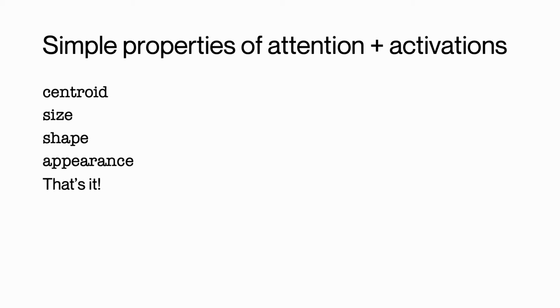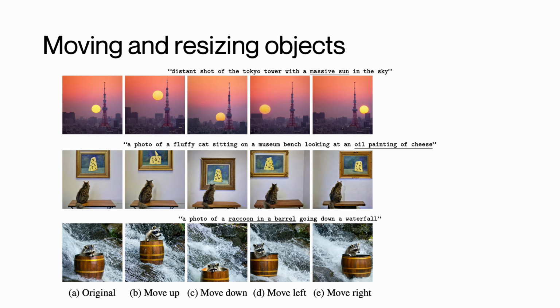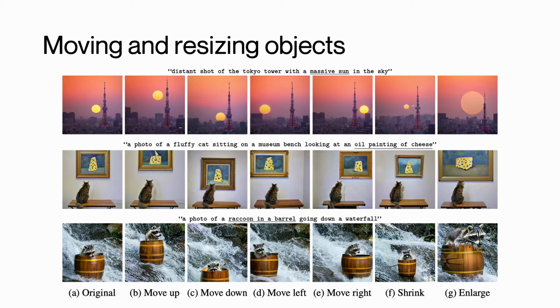We find that guiding 4 simple properties of the model internals, attention centroid, size, and shape, as well as feature appearance, gives us lots of control over image generation. We can compose these 4 properties to express many different kinds of image edits. For example, starting from generated images, we can move objects around or resize them simply by guiding the position and size of the relevant text attention map as desired.